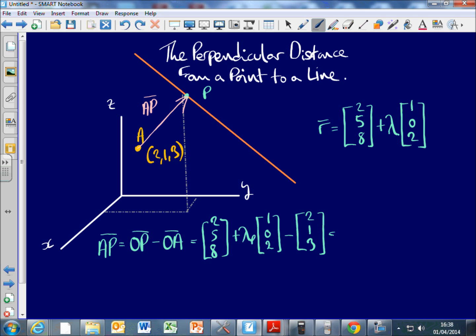So I get this expression: 2 plus lambda minus 2, which just gives me lambda p. Then 5 plus 0 lambda minus 1, so that's just 4. Then 8 plus 2 lambda minus 3, so this is just 5 plus 2 lambda in the bottom. So the vector AP is (lambda p, 4, 5 plus 2 lambda p). My job is basically to find the value of lambda, and as soon as I find it, I will know OP, so I'll know the position of P.